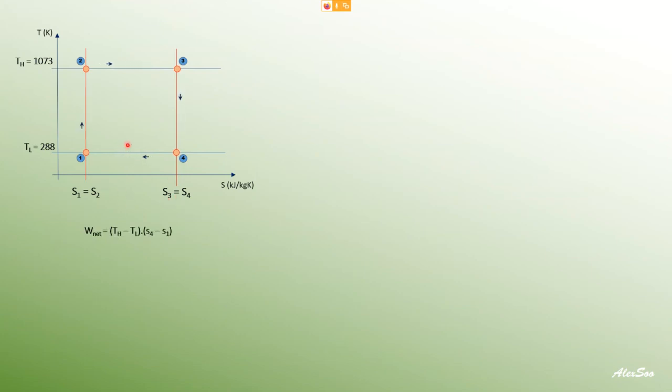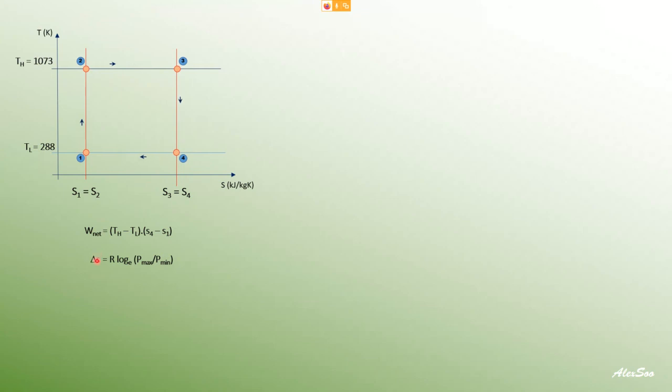Now, we know that net work is equal to this net area here. Now, how to find out this net area? Remember, you have to take the area under 2 to 3 minus the area under 1 to 4, or 4 to 1. The area under the process path of 2 to 3 is your heat supply, and the area under the process path of 4 to 1 is your heat rejected. So we know that net work out is heat supply minus heat rejected.